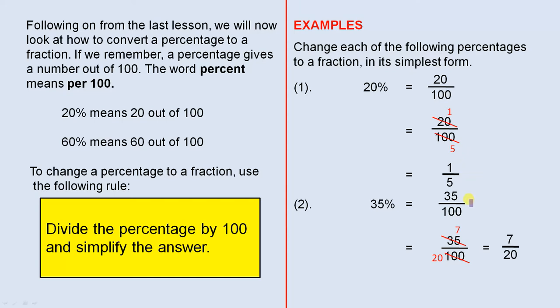35%, that's 35 over 100. We write 35 over 100 here. The number that divides evenly into 35 and into 100 is 5. 5 into 35 goes 7. 5 into 100 goes 20. So the answer is 7 over 20.